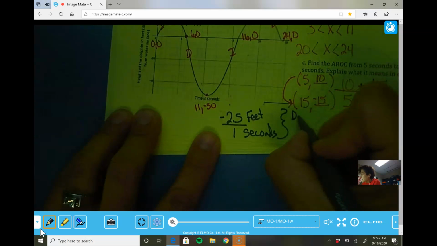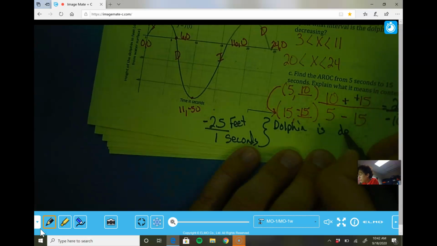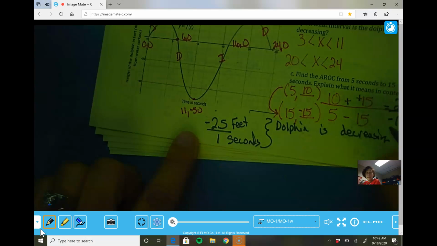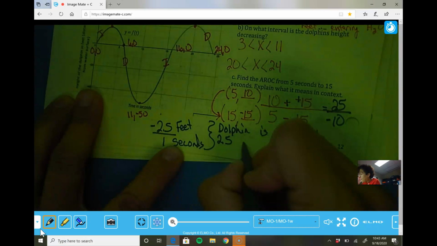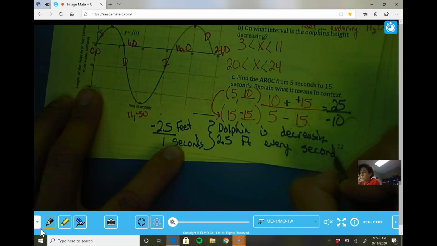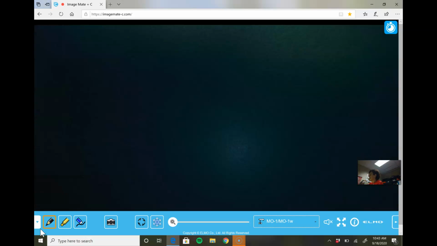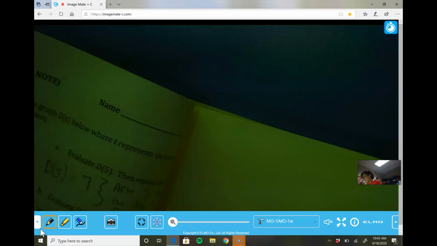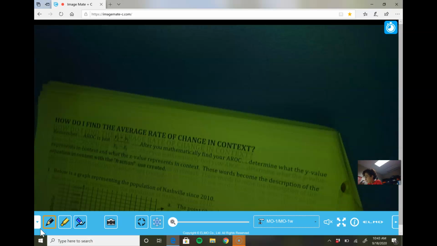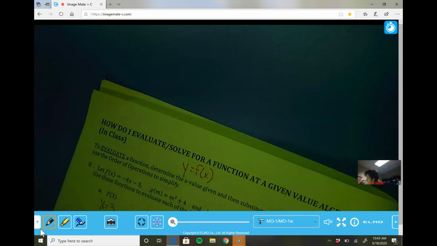So the dolphin is decreasing, and how do I know it's decreasing? Because it's negative 2.5 feet every, can't spell, second. That's one way to say it. Okay? All right, now it's there. Is that it? Let's just double check. Okay, so let me see if I want to catch anything else. Hold on, I thought I had a little head note in my mind, but I don't think I do.